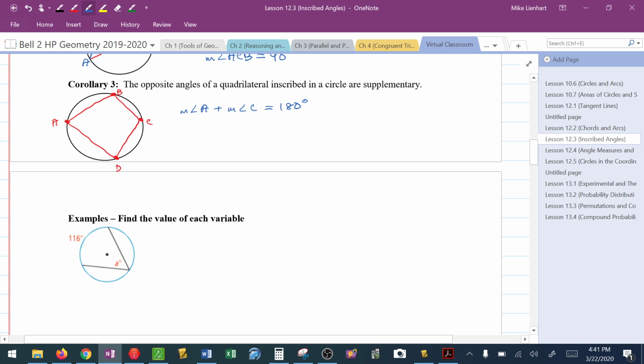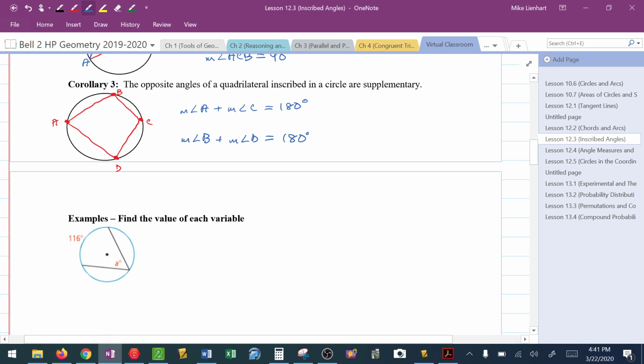Well, those 2 intercepted arcs make up the entire circle, so it makes sense that the inscribed angles should add up to half the measure of an entire circle. All right? We also can say that the measure of angle B plus the measure of angle D has to be 180 degrees. All right?